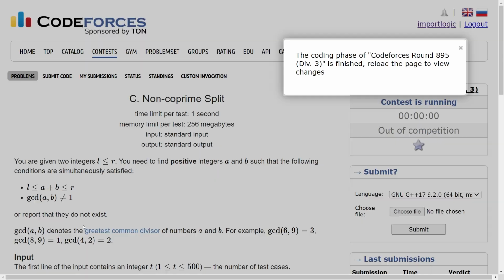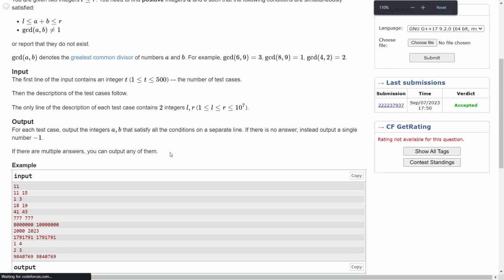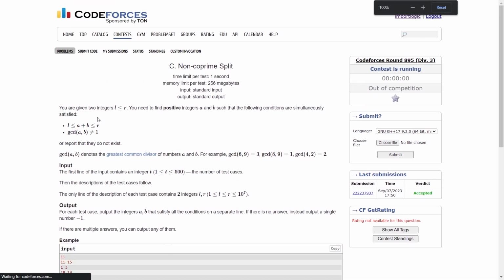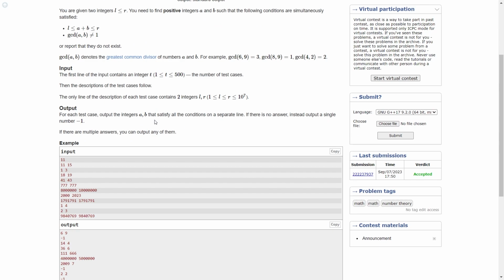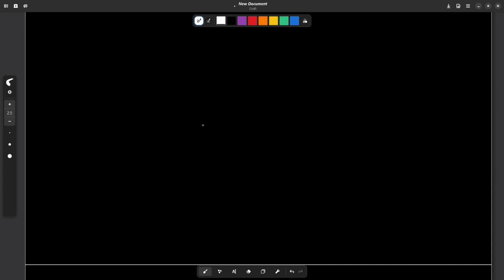Now let us have a look at the third problem. This particular problem says that we have been given two integers L and R, and we have to find two positive integers a and b such that the following conditions are simultaneously satisfied. The two conditions are that the sum a plus b should be in this particular range, and the GCD of a and b should not be equal to 1. This problem was also not very difficult, and they also say that if the answer does not exist, we have to print minus 1. So let us see how we can solve this particular problem.